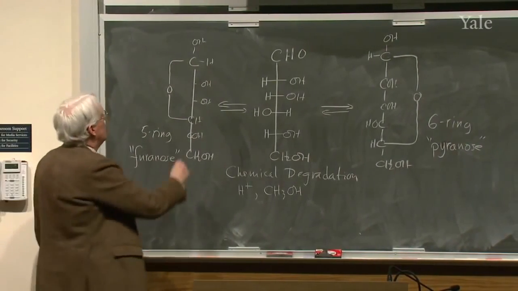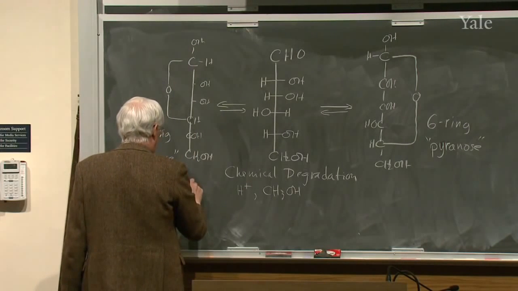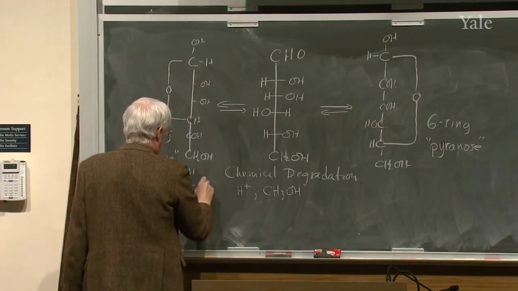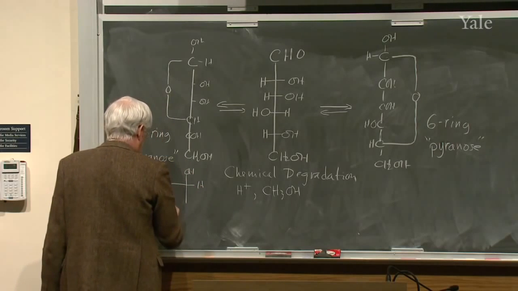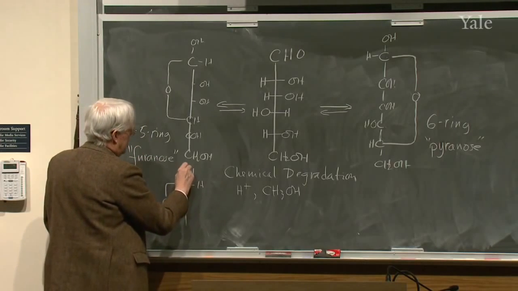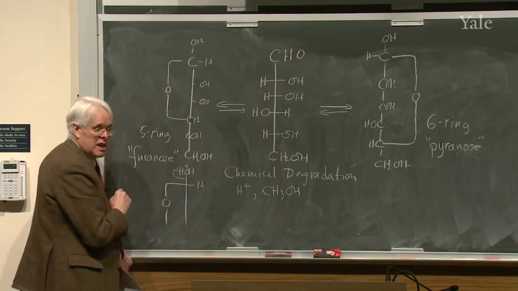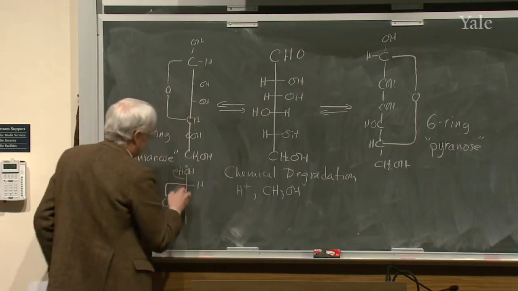This one, what would happen if we protonated that one and lost water? I'll write it down below here. So we had OH, H, this O down here, etc. Suppose I protonated this one and lost water, right? Here is the cation I would get.